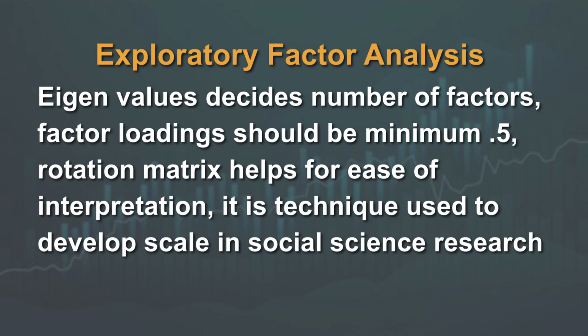And in EFA, we should be aware of something called the eigenvalue, which decides the number of factors. A factor loading should be a minimum of 0.5, and there is cross loading by nature. So, the rotation matrix helps us with ease of interpretation. It is a technique used to develop a scale in social science research.